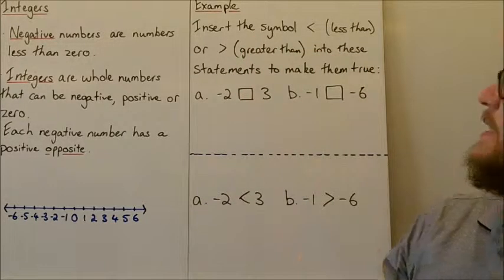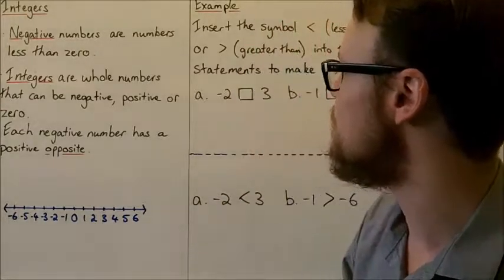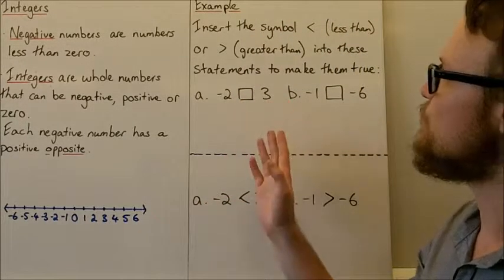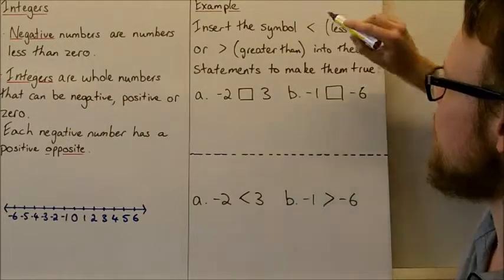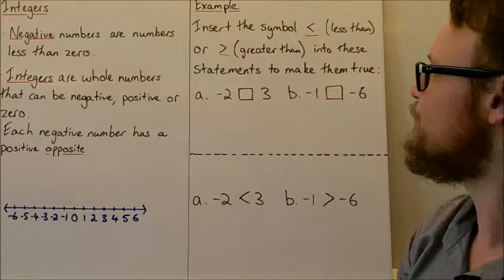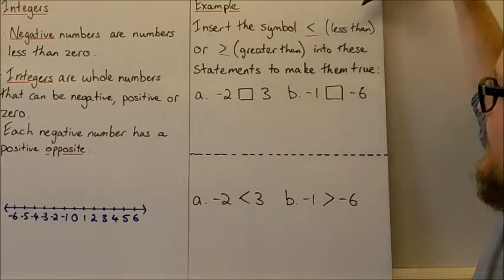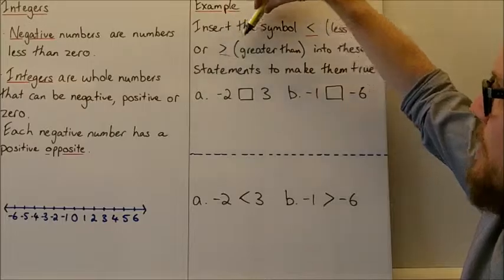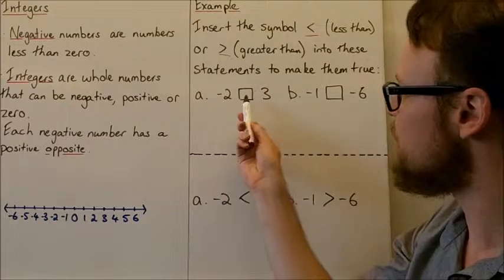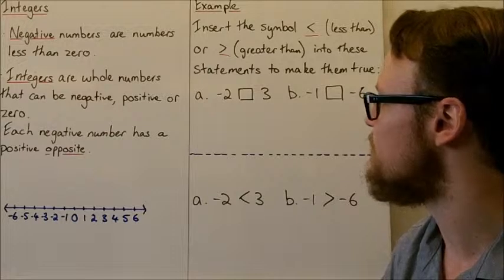So if we have a look at an example here, we need to insert either of these two symbols to make these statements true. The two symbols we're looking at here are the less than symbol and the greater than symbol. So the statement would read, one number is less than a second number, or one number is greater than another number. So we need to insert the appropriate symbol in each of these boxes here.